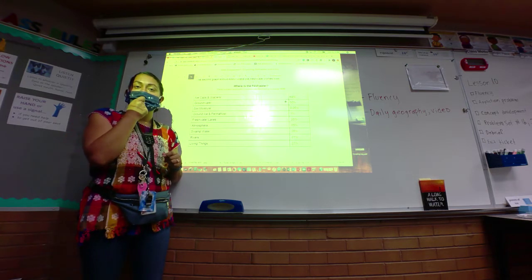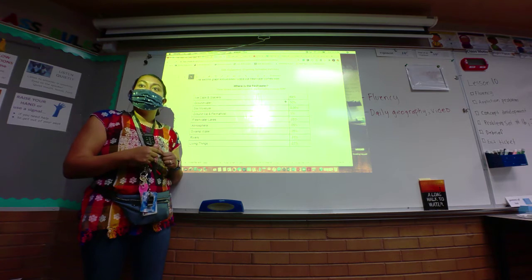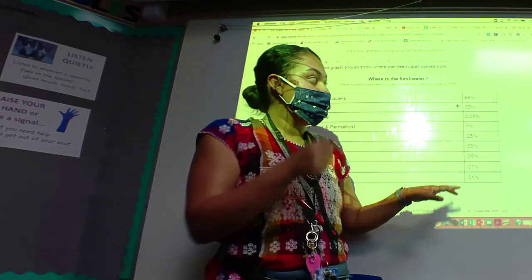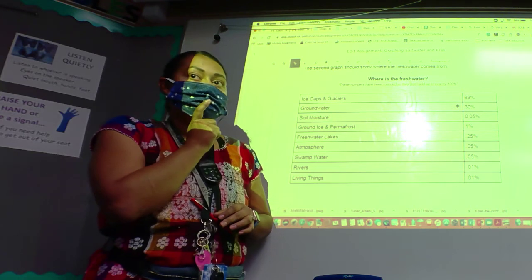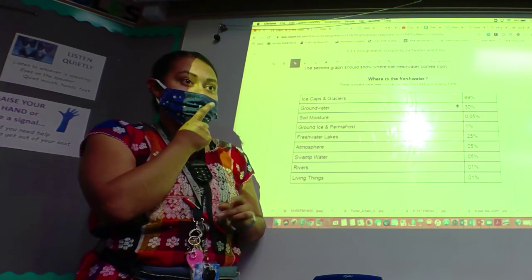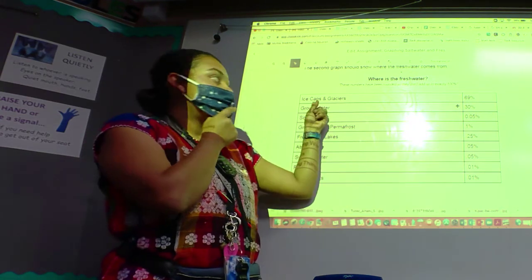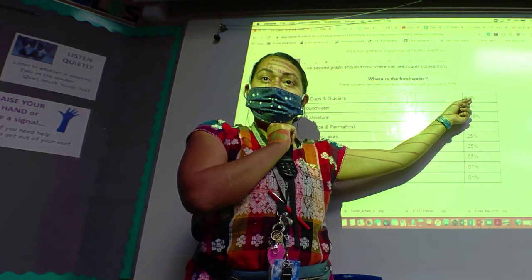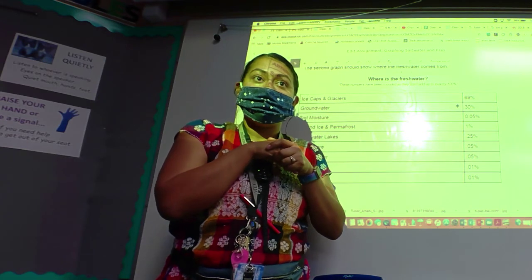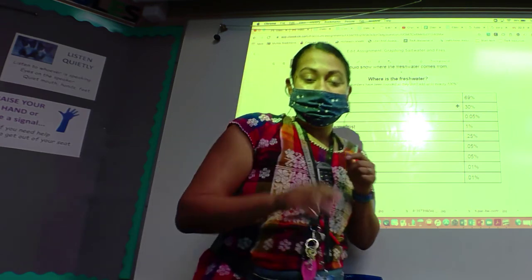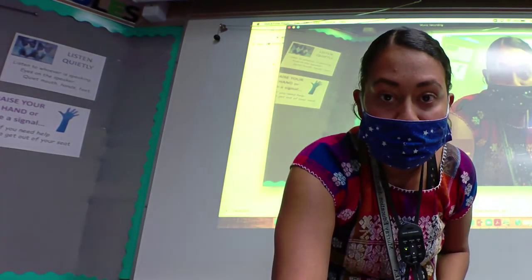So on your second pie graph, eyes are up here. You'll have 9 slices. Which one will be your biggest slice? Which one has the most percentage? Ice caps and glaciers. That one is 69%. Okay? Okay, are we ready to get started on our first graph? I've already done it. All right. Go ahead and get started on your pie graphs.